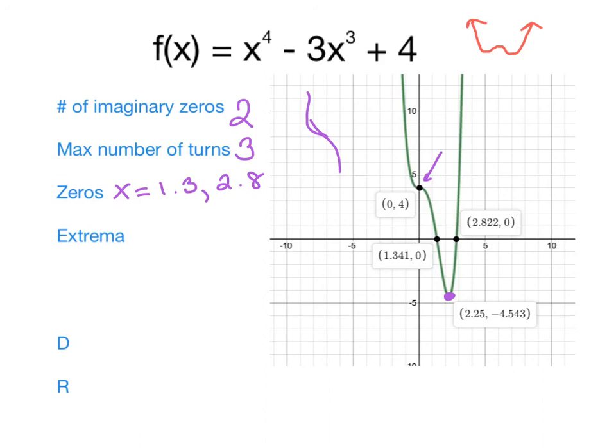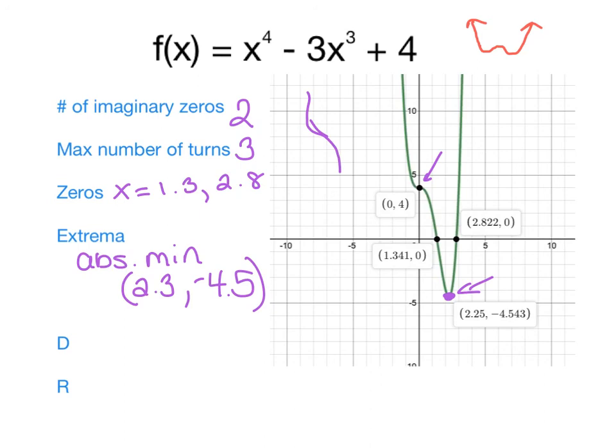Okay, so this one down here is an absolute minimum, because the graph never ever gets lower than that point. So 2.3 comma negative 4.5. I'm just being consistent with my rounding. I'm going to the nearest tenth.